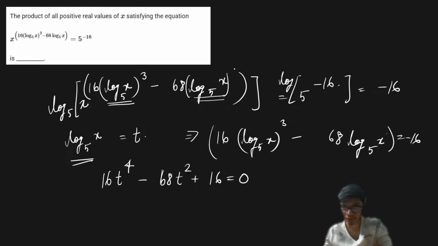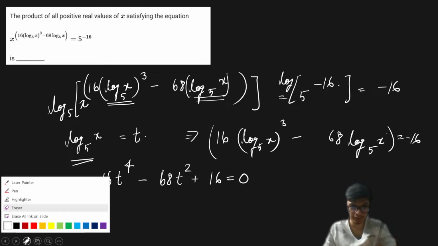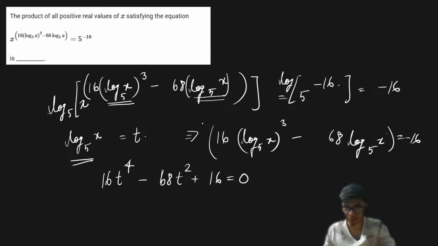Because there is one more, I forgot to write it over here. When you decompose this, there is going to be one more log base 5 x multiplied to it, since that comes from taking log on both sides. So here there is one more log base 5 that is multiplied. Don't forget this part.